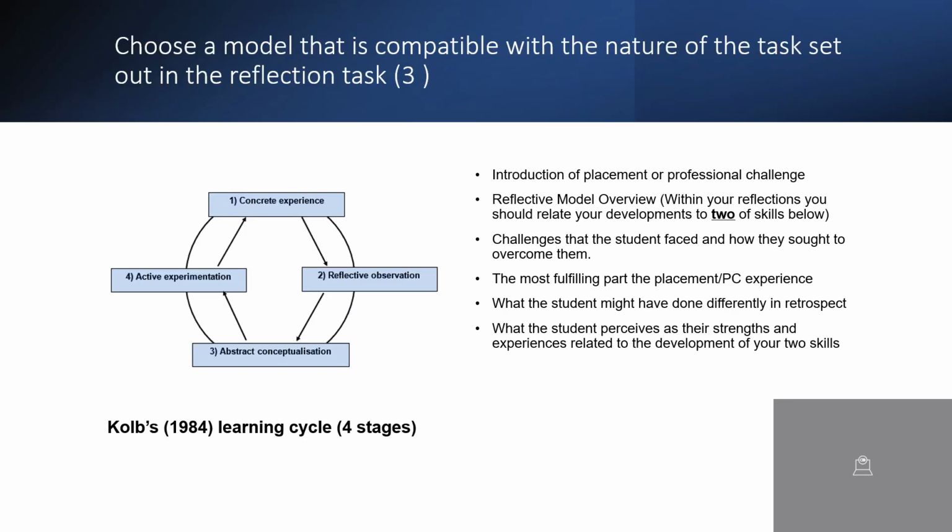Lastly, another reflection model which is provided for you is Kolb's learning cycle. This consists of 4 stages, which are as follows: concrete experience, reflective observations, abstract conceptualization, and active experimentation. Kolb emphasized the importance of following these 4 stages in order to properly reflect. As previously mentioned, it is compulsory for you to use the reflection model of your choice to speak about your experiences. Therefore, if this is one which you as students would like to pick, you must ensure that you are referring to the stages within this model.